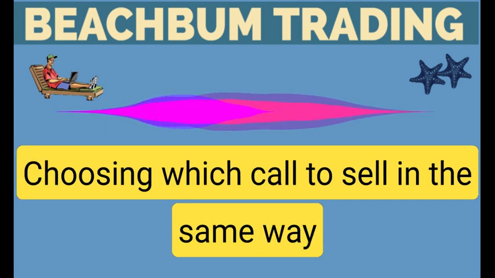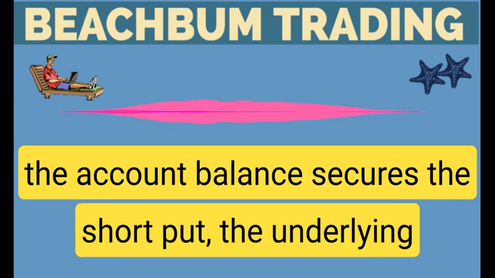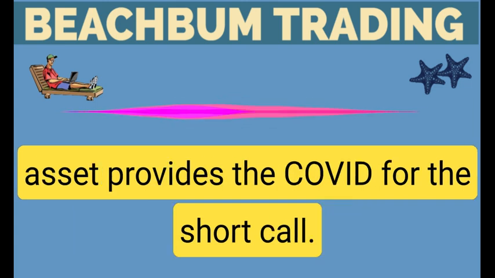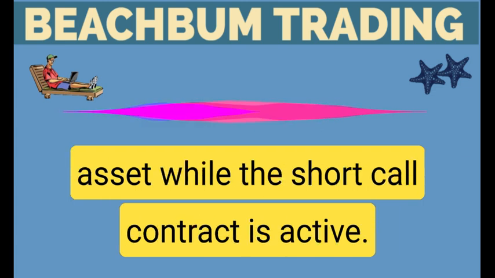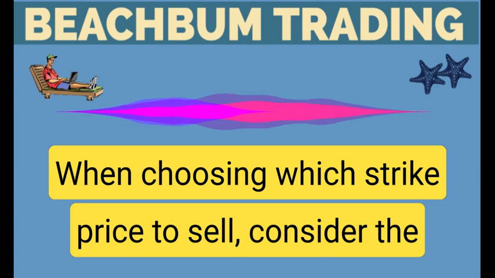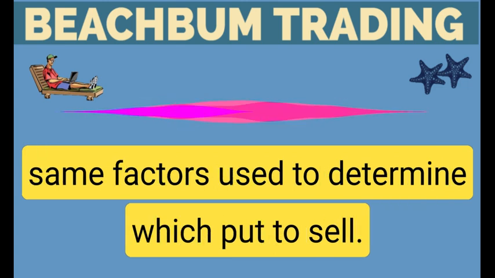Choosing which call to sell. In the same way the account balance secures the short put, the underlying asset provides the cover for the short call. For this reason, you must hold the underlying crypto asset while the short call contract is active. When choosing which strike price to sell, consider the same factors used to determine which put to sell.